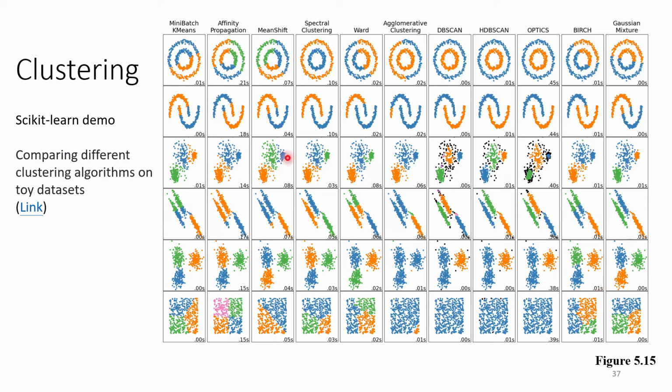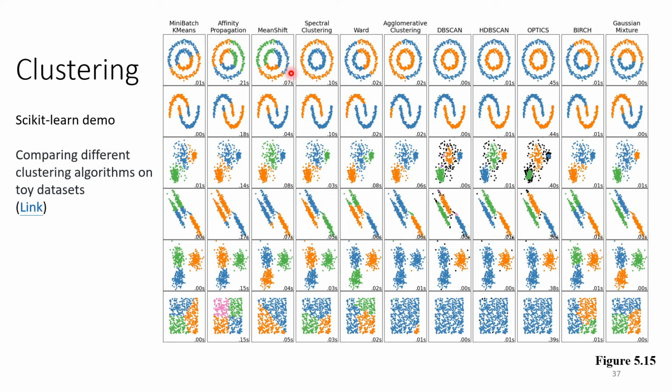You can find the code to create the data set on the scikit-learn website. If you just click the link, you will go to the website, and there is a piece of Python code. Just run it, and you can generate the results. For every column, it is a different clustering algorithm. The mean shift, we will show it later, and the spectral clustering.